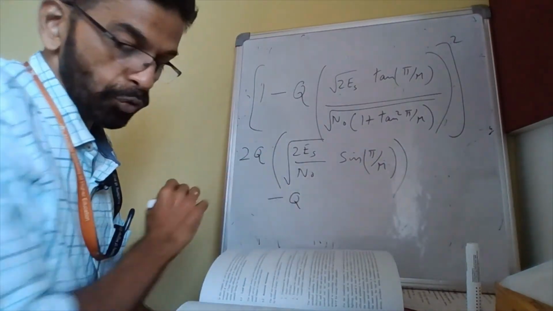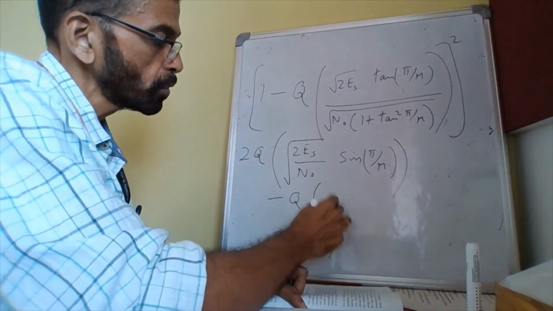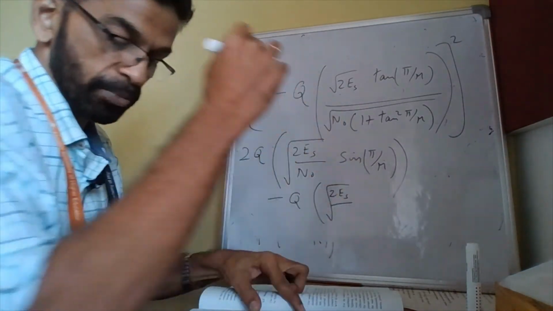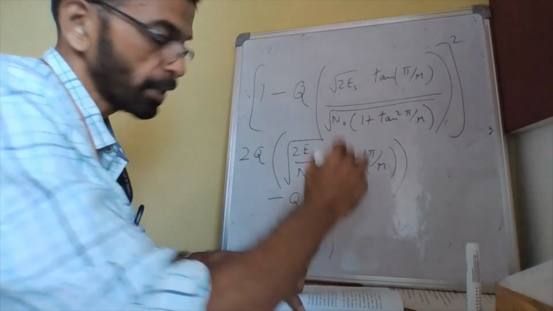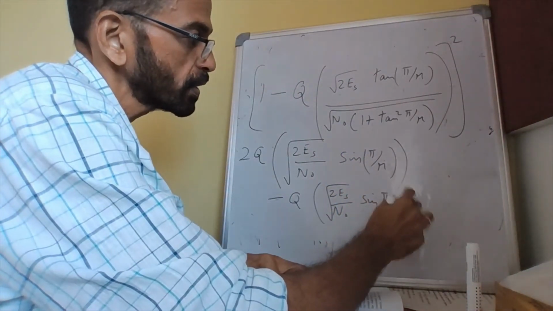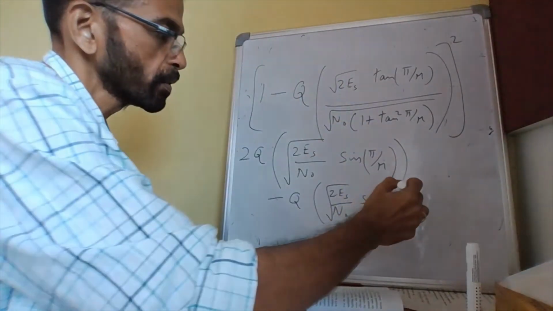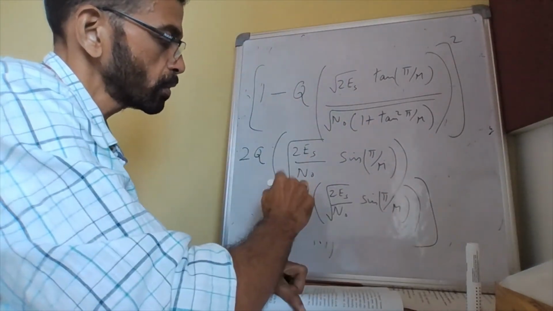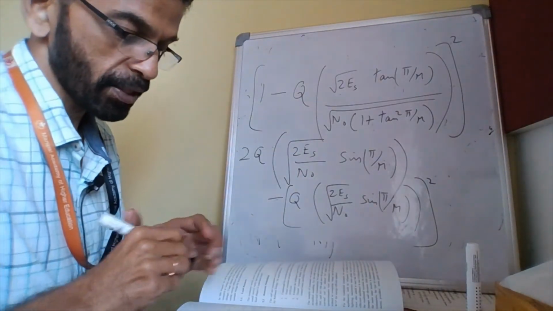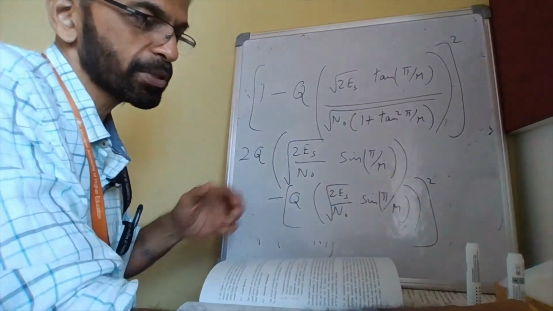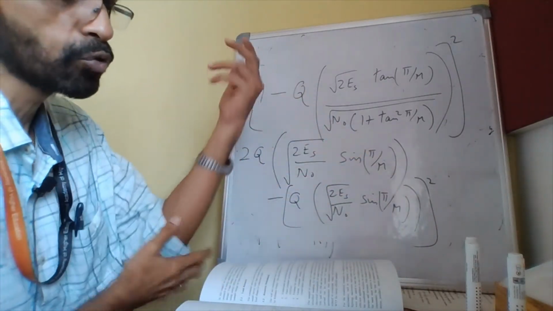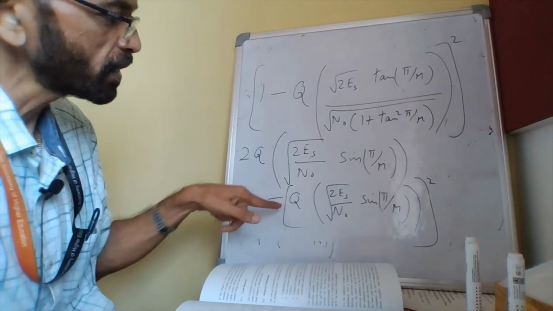minus Q of square root of 2Es by N0 sin pi by m, the whole square. So get them, fill the missing steps. I have skipped a few steps, especially the Q function derivation. I have taken you up to that substitution where I knew the Q function. So fill those steps and arrive at this result.